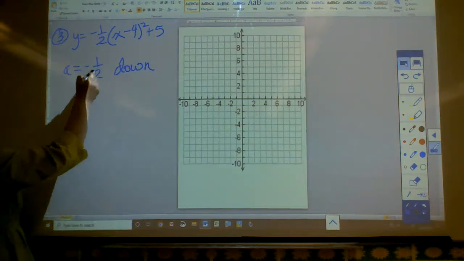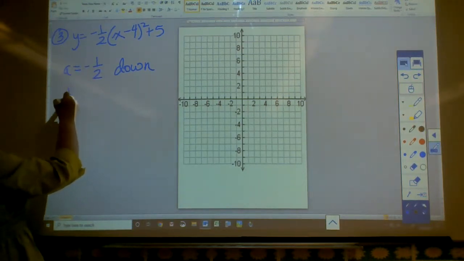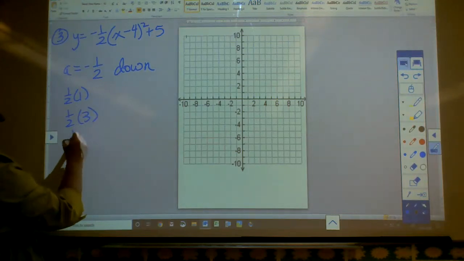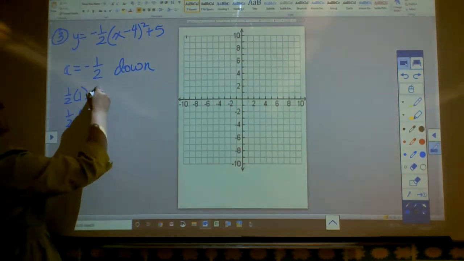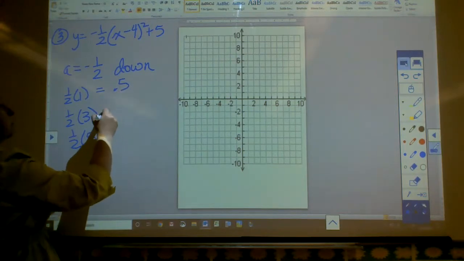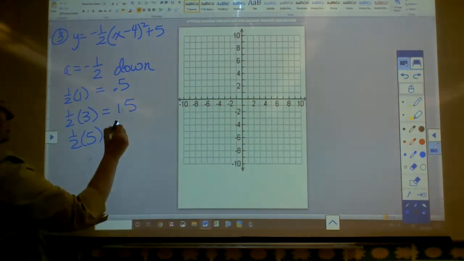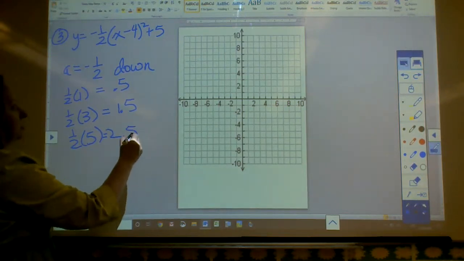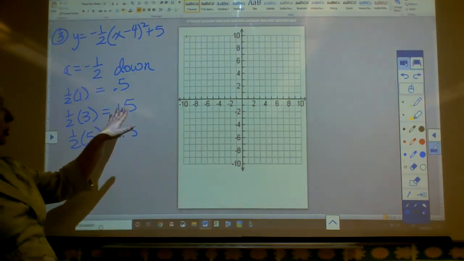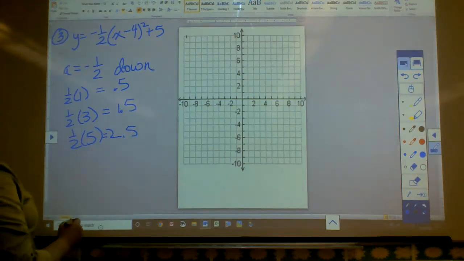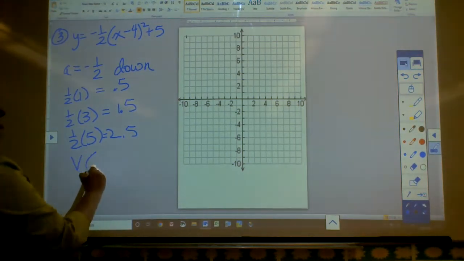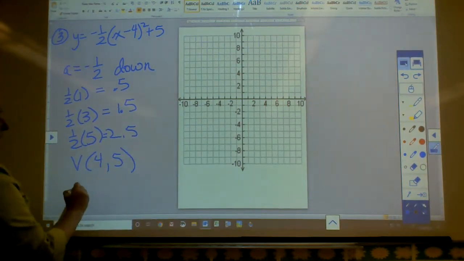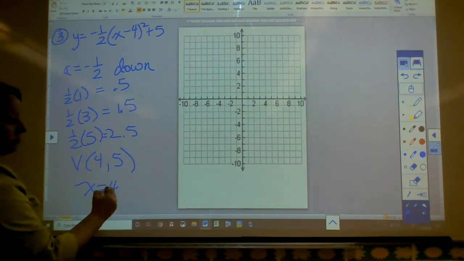And then it's a half, so I'm going to take a half times 1, a half times 3, a half times 5. And so I get 0.5, 1.5, and 2.5 here. So it's going to follow the 0.5, the 1.5, and the 2.5 pattern. I can also find my vertex. My vertex is going to be (4, 5), and my axis of symmetry is x equals 4.